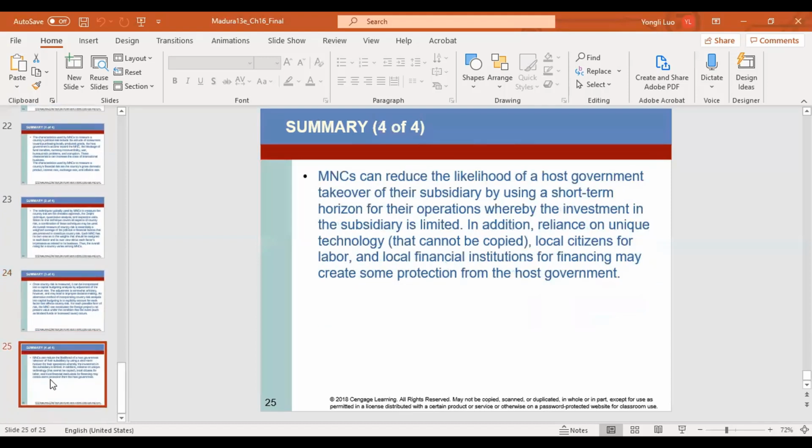MNCs can reduce the likelihood of a host government takeover of their subsidiary by using a short-term horizon for their operations, whereby the investment in the subsidiary is limited. In addition, reliance on a unique technique or technology that cannot be copied, local citizens for labor, and local financial institutions for financing may create some protection from the host government.